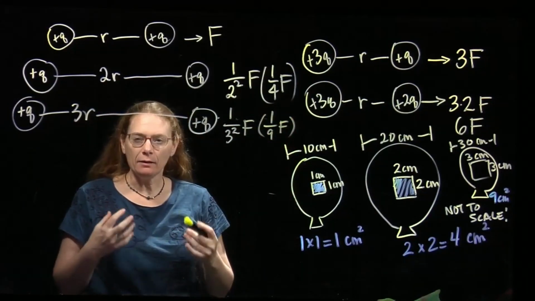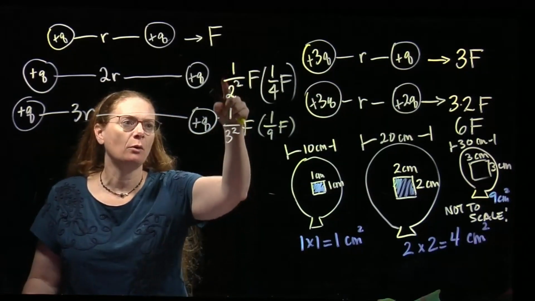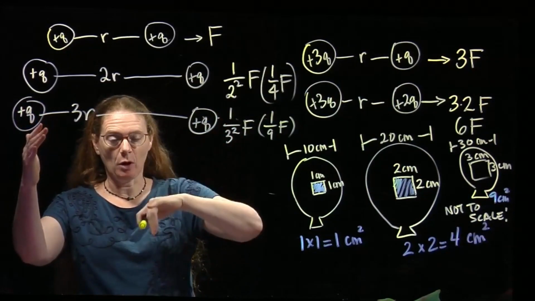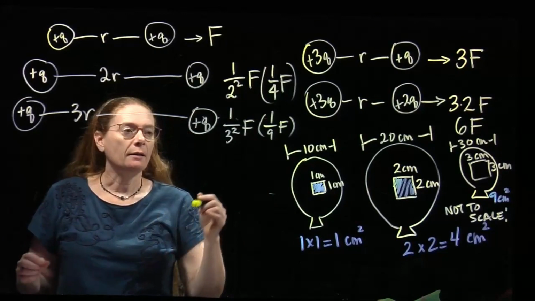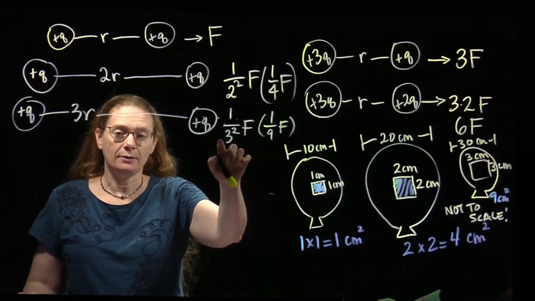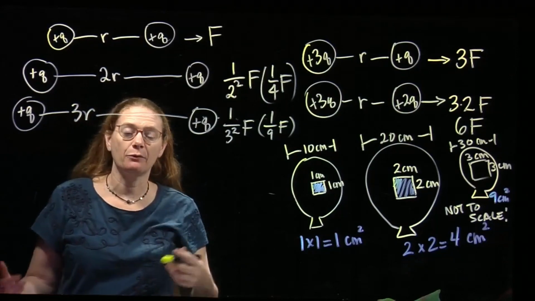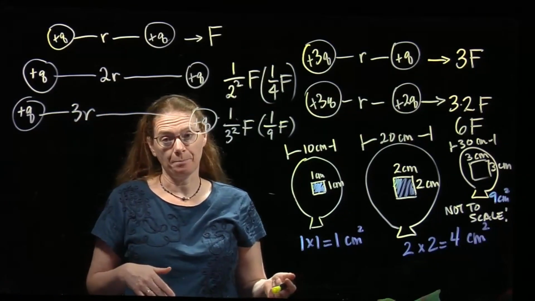And so this is the inverse square law. It's inverse because as the distance gets bigger, the force gets smaller. They're inverses of each other. One gets bigger, one gets smaller. And then it's inverse square because we have to square this factor. So if we change the distance by a factor of 3, the force changes by a factor of 3 squared.